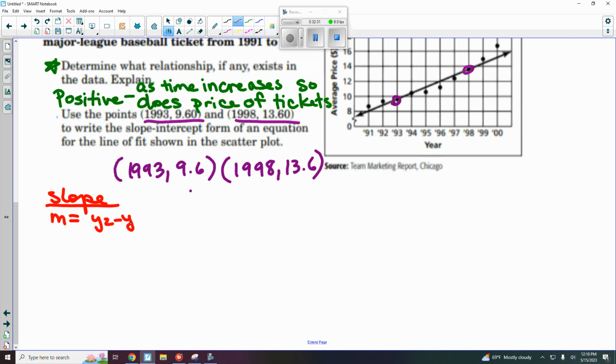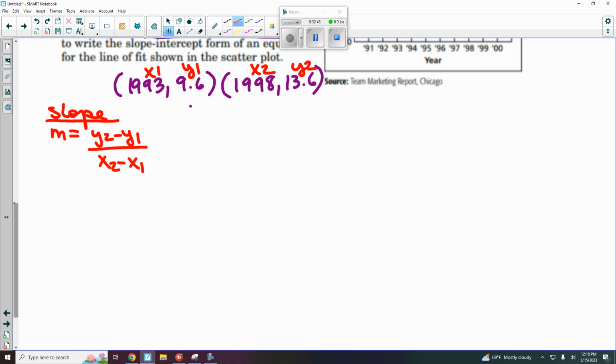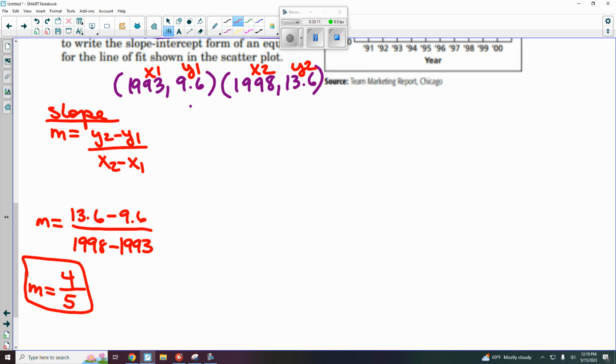It's still your y2 minus your y1 over your x2 minus your x1. And now it's your x1, y1 for your first ordered pair, x2, y2 for your second ordered pair, and we're right back to what we've been doing. We just substitute and go from there. So m equals y2 is 13.6 minus y1 is 9.6 over x2 is 1998 minus x1 is 1993. Now we subtract. 13.6 minus 9.6 is 4. 1998 minus 1993 is 5. That can't reduce, so we get 4/5 as our slope.